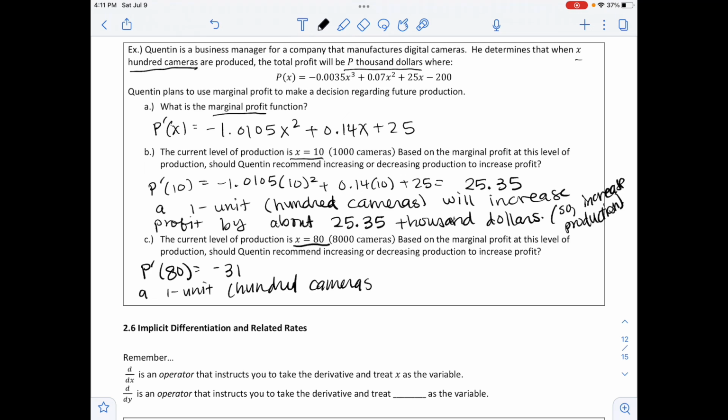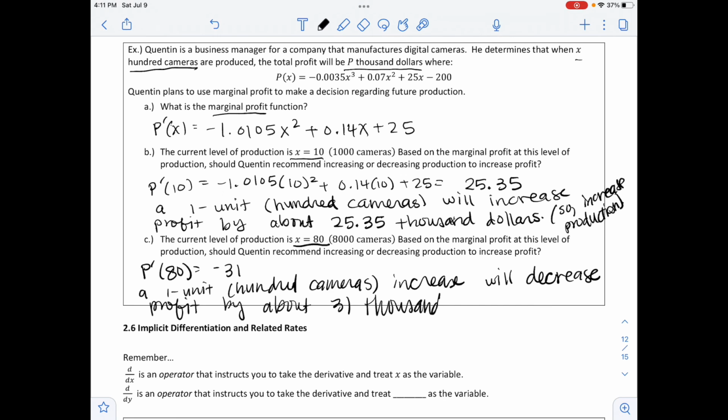increase. So if we increase this by 1 unit, we'll decrease, since our answer is negative, profit by about $31,000. So at this point, it's not smart to increase production. We'd actually say, so decrease production.